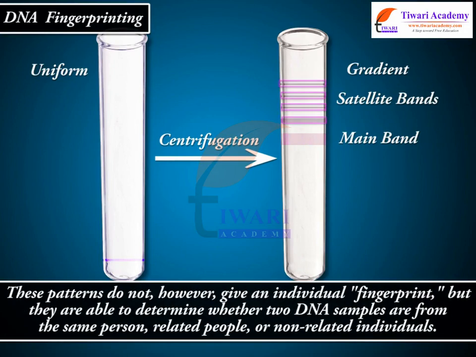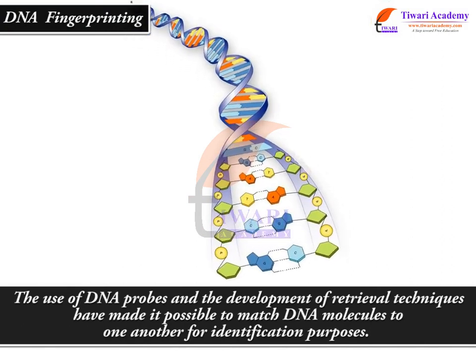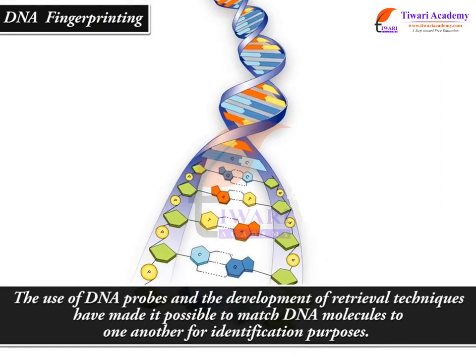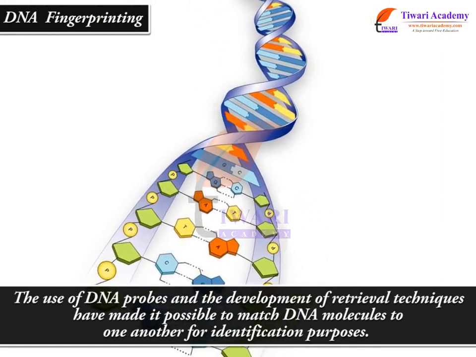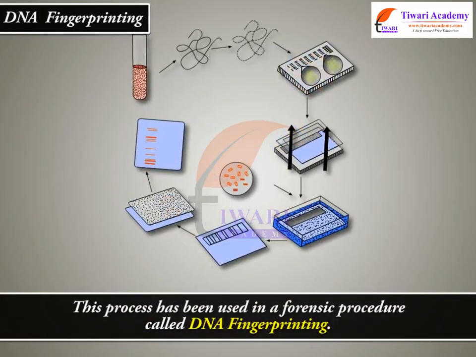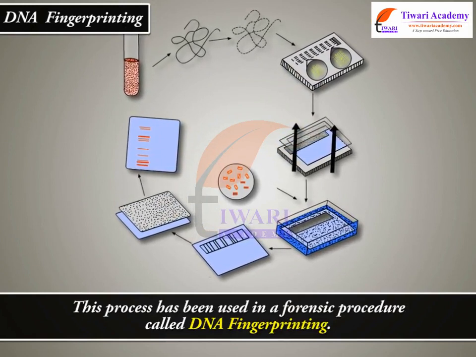These patterns do not, however, give an individual fingerprint, but they are able to determine whether two DNA samples are from the same person, related people, or non-related individuals. The use of DNA probes and the development of retrieval techniques have made it possible to match DNA molecules to one another for identification purposes. This process has been used in a forensic procedure called DNA fingerprinting.